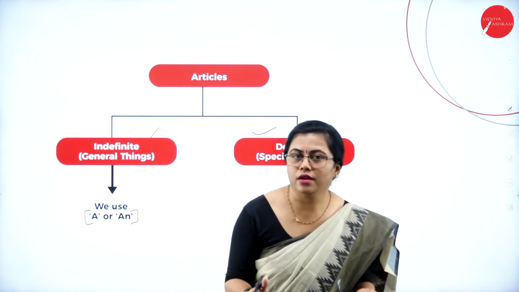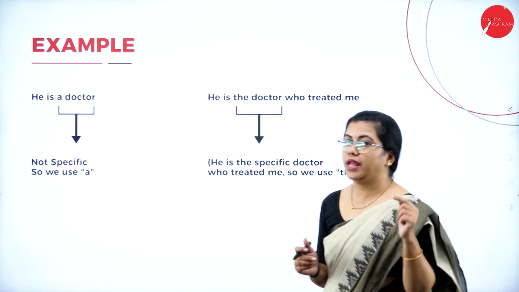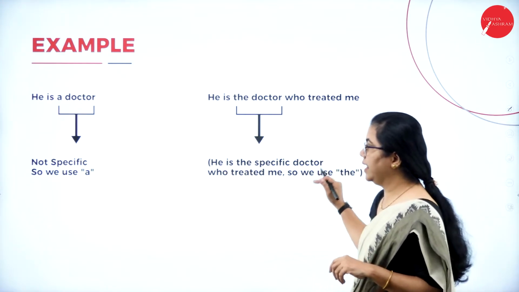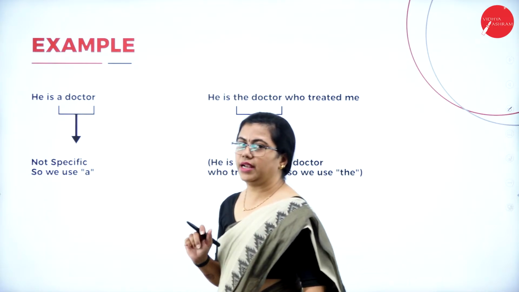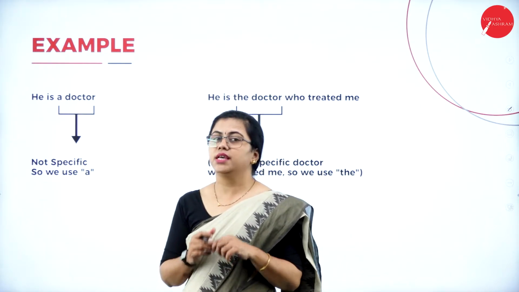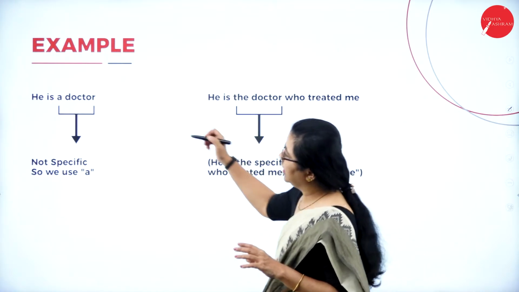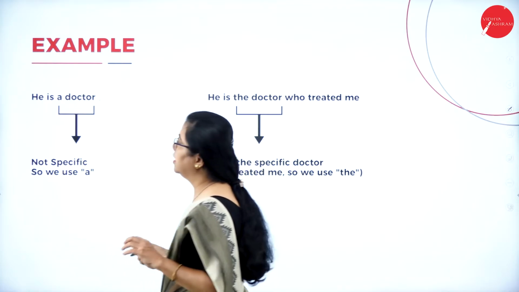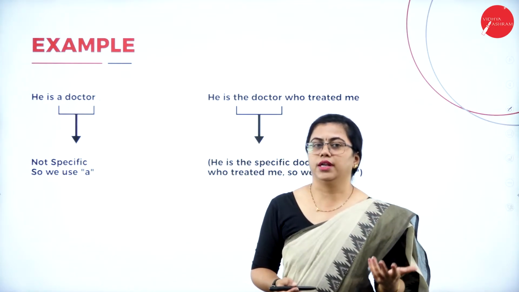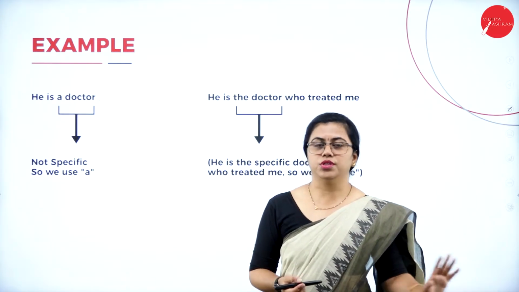Okay, so clear? Let us go further now to understand indefinite articles through an example. Here I have given an example for both the articles, definite as well as indefinite. Let us start with the indefinite article. If I say "he is a doctor," do you know which doctor I am talking about? I am simply talking about somebody who is a doctor.